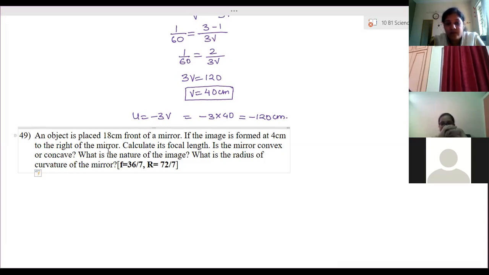Okay, ma'am. Ma'am, it's a convex mirror. Convex mirror, right? I'm convex.